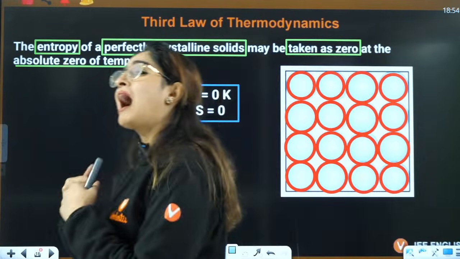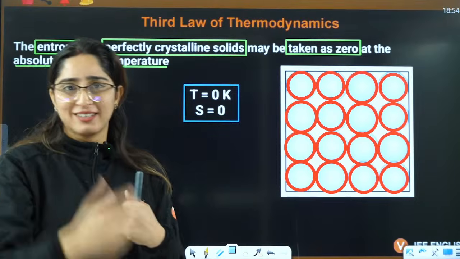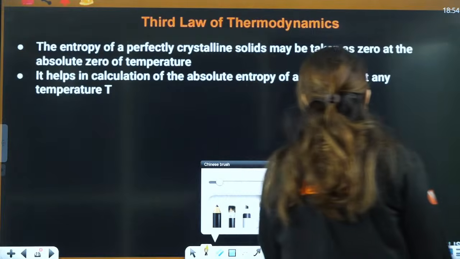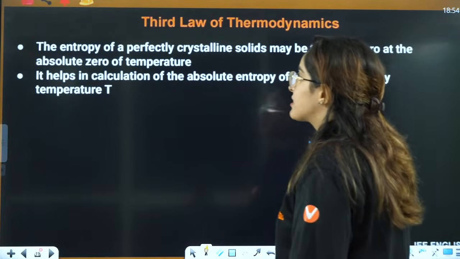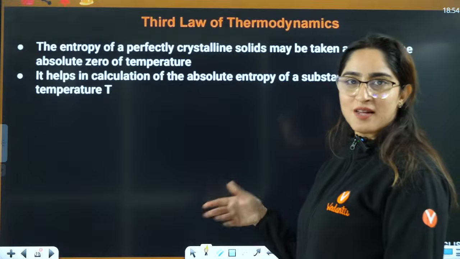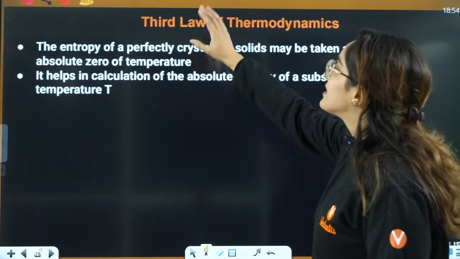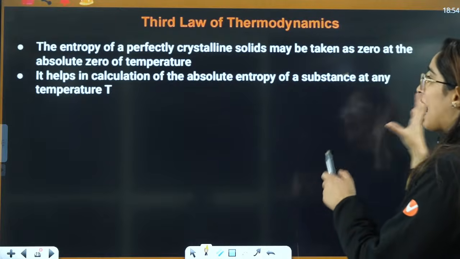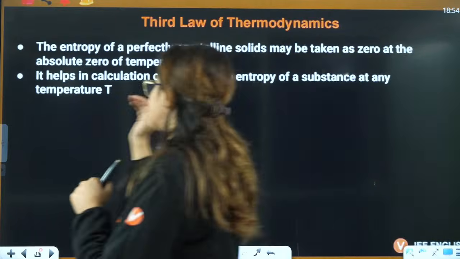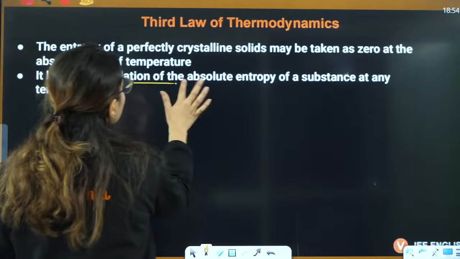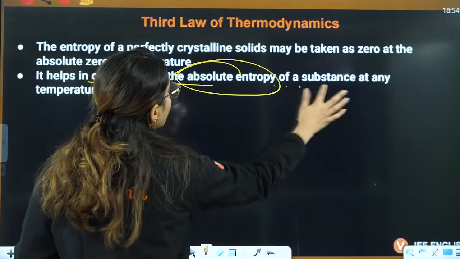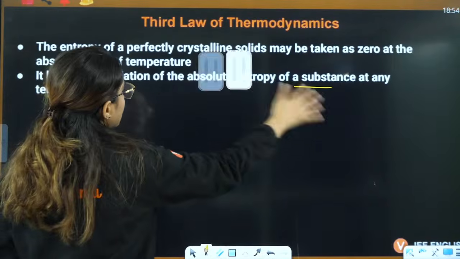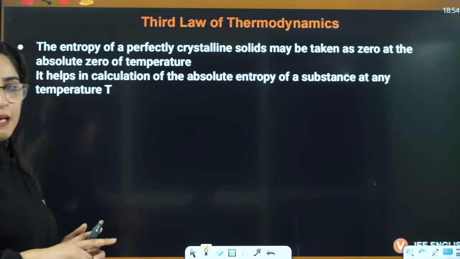But ma'am, how can you say that? How can you just tell us a statement and we'll believe? Let's see. That is in your syllabus, I'll teach you that. The entropy of a perfectly crystalline solid may be taken as 0 at the absolute 0 of temperature. Let's see how. It helps in calculation of the absolute entropy of a system at any temperature T.